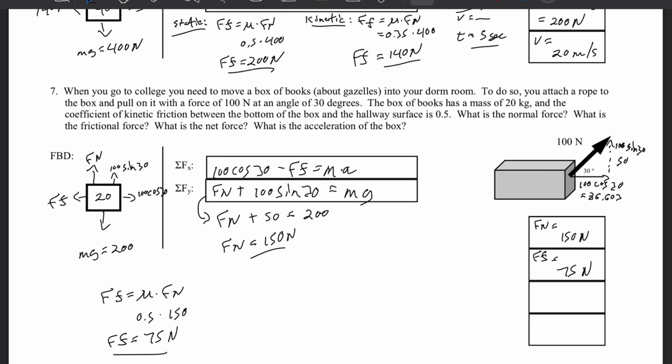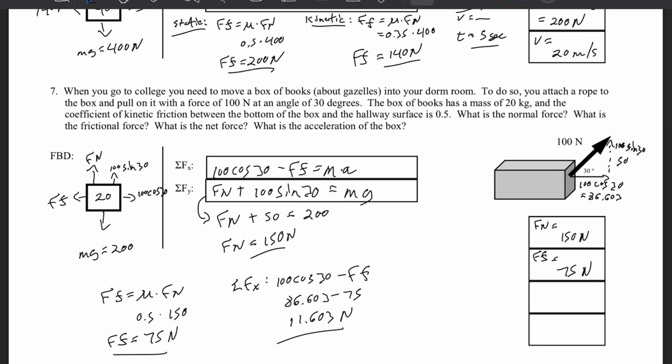It wants to know what the net force is. Well, vertically, there is no net force. The forces are balanced, so it must be talking about the net force in the x direction. So the net force is 100 cosine 30 minus the force of friction. That's 86.603 minus 75, which gets us 11.603. Our net force is 11.603.